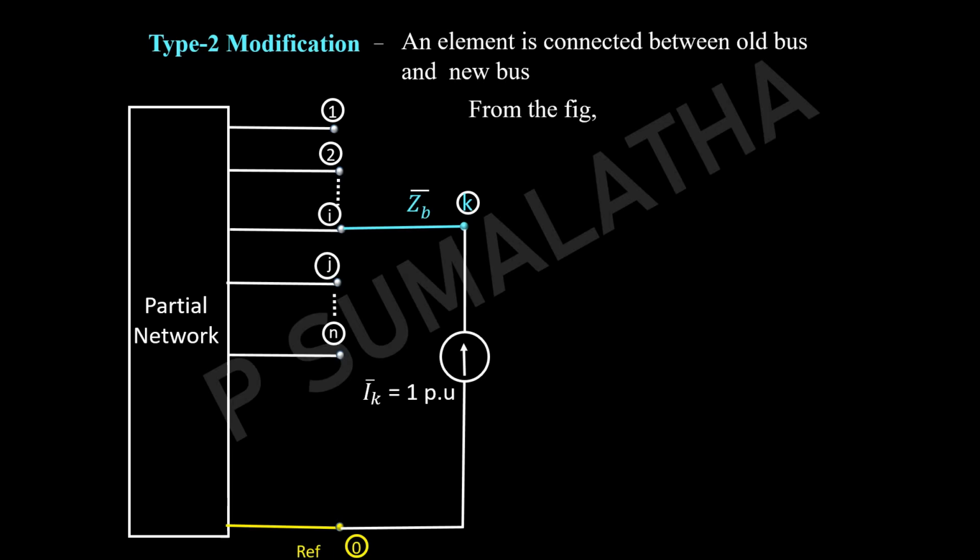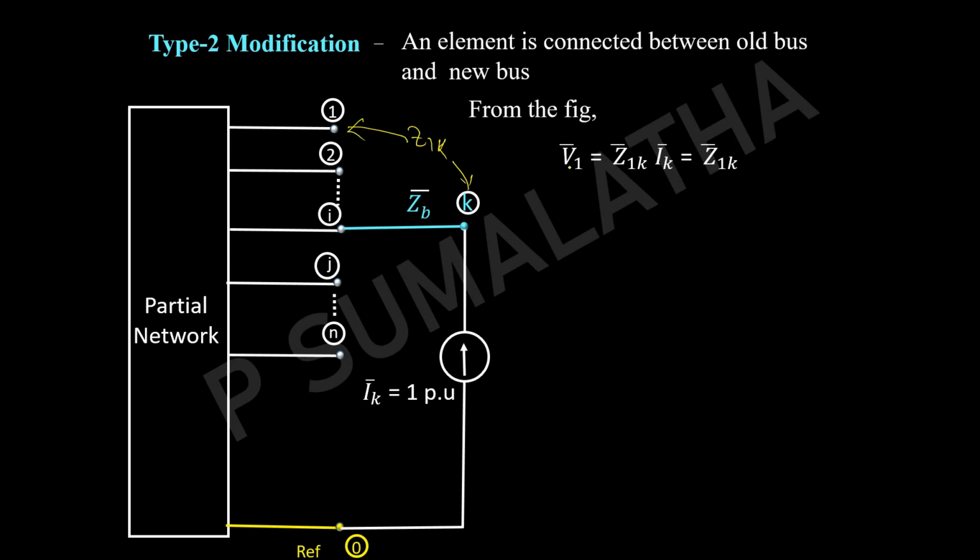Now we are going to write the voltages of all the nodes that are existing in the partial network with respect to the kth. So from the figure we can see V1 equal to Z1k into Ik. Because we have injected the current at the kth node, this kth node and the first node will have some mutual impedance. Why? Because we have connected the new node to a node which already exists in the network. Whenever we connect a new node to the existing network, obviously this will also have some mutual impedance with the other nodes that exist in the network.